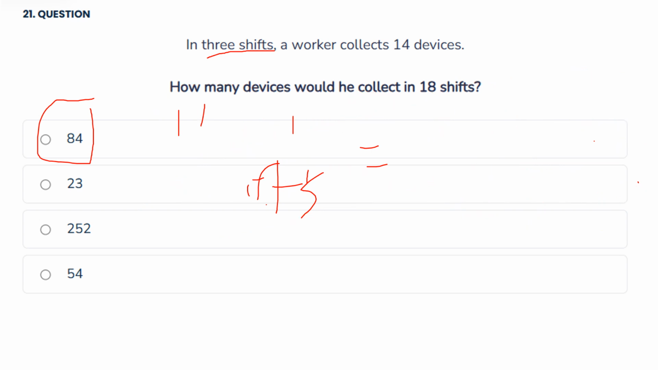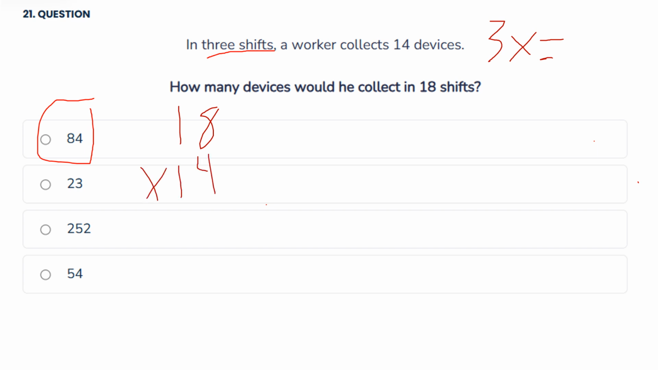So we know that 3 times x is 3x. So we're going to make a note up here. So we have 3x. But we need to know what that very large number is going to be when we multiply 18 shifts times 14 devices found. All right, so let's do our multiplication. 4 times 8 is 32. 4 times 1 is 4, plus the 3 that we just carried. That gives us 72. I'm going to erase this 3 so I don't get confused.